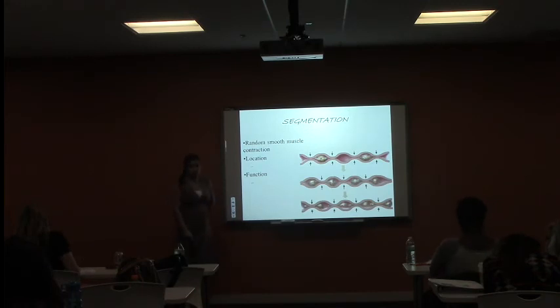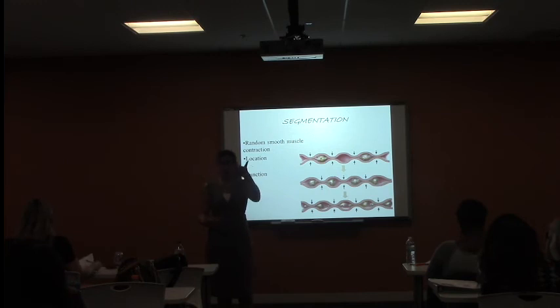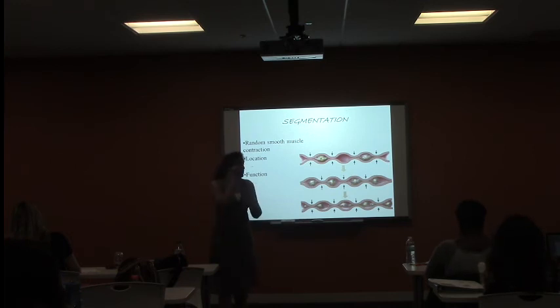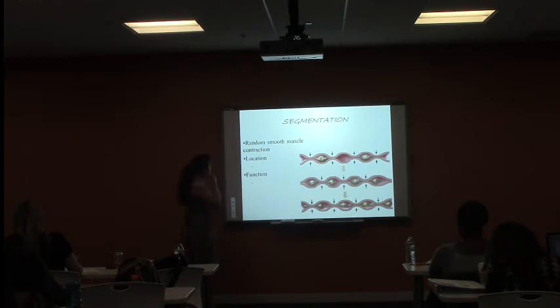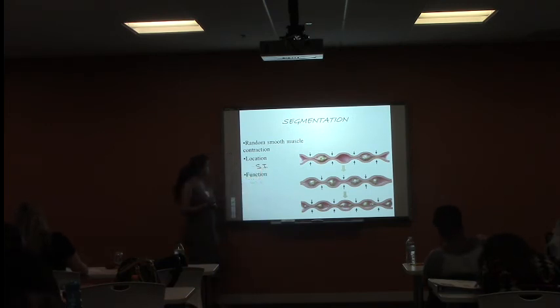Now segmentation. Segmentation is random muscle movement. Peristalsis was coordinated. The posterior muscles contracted, anterior muscles relaxed, right? It's coordinated. But segmentation is random muscle movements. Okay? Location, when you think of segmentation, it's actually the small intestines. Function, to mix food.